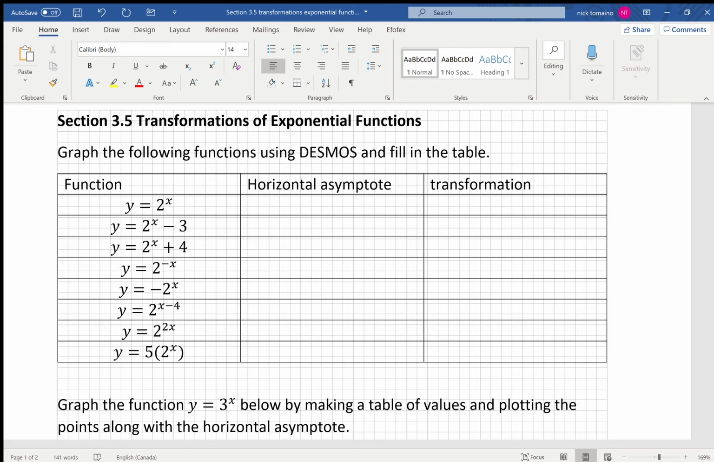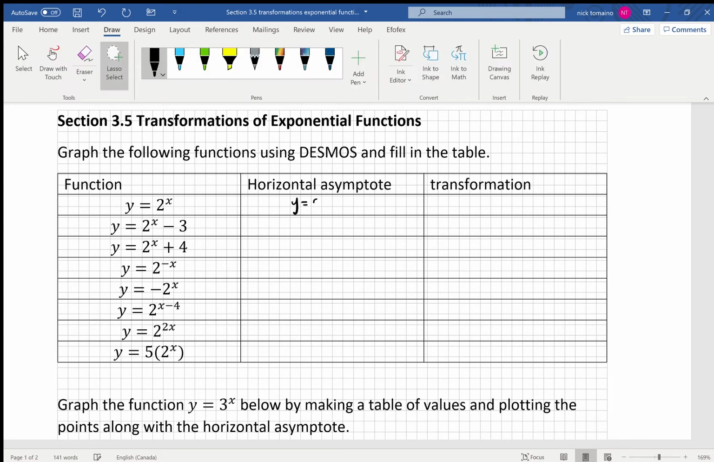Okay, and then I will fill in this part here for you though. But I want you to verify it. So the horizontal asymptote here is going to be y equals 0. This one is going to be y equals -3. Y is equal to 4. Y equals 0. Y equals 0. And y equals 0.